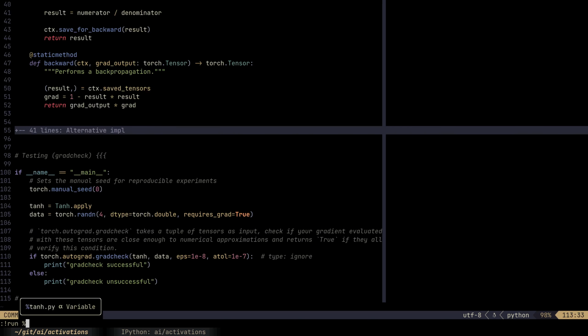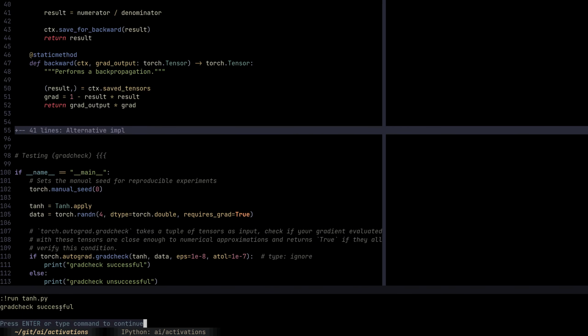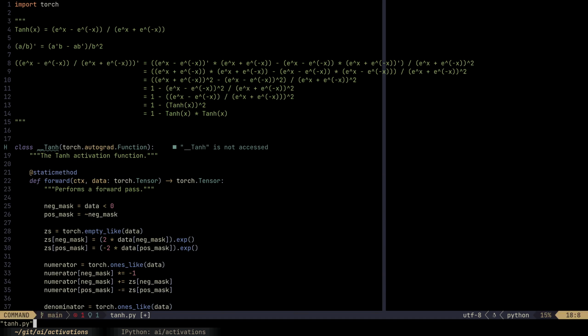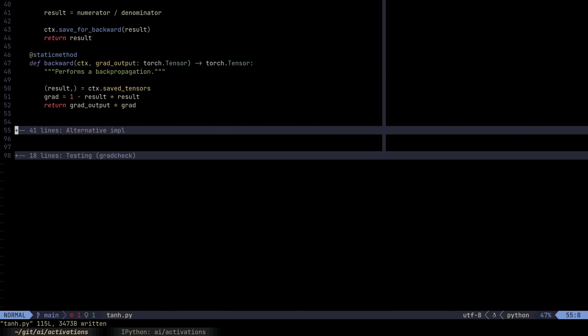But let's run this. And there it is, grad check successful. So super cool. This means that our implementation is good, okay? Again, in production, it would have a lot more tests, but this is going to suffice for this simple test. Actually, I would suggest you use the built-in tanh that PyTorch has, which you can obtain using torch.tanh, for instance. So in production, that would be the proper approach. But of course, here we're implementing everything, so we need to know how everything works.